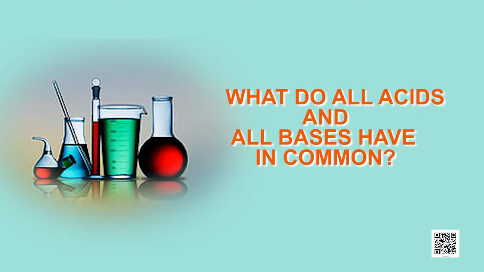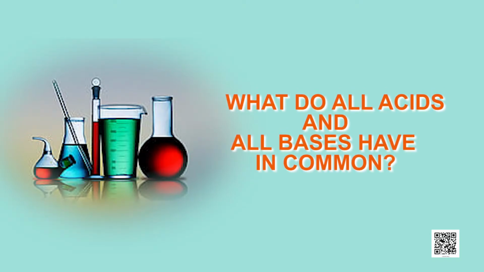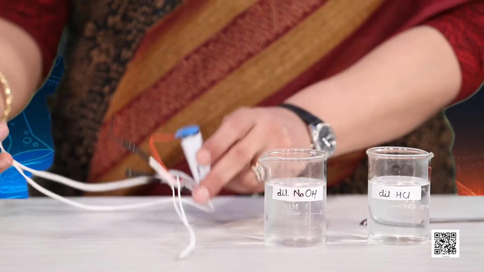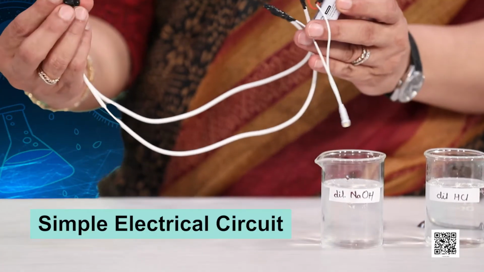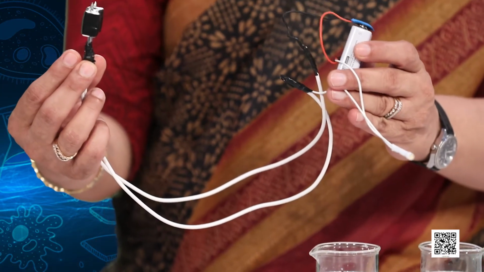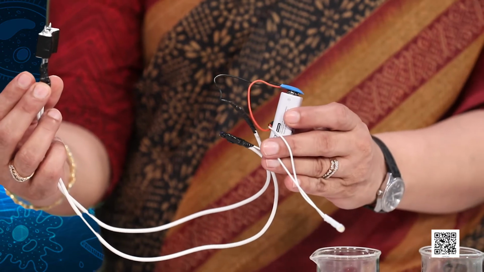Till now we have learnt the differences in the properties of acids and bases according to their chemical reactions. Now we should see whether they have something in common. Do they have any property regarding electrical properties? For this purpose I have made one simple electrical circuit. You have learnt how to make electrical circuits in your previous classes.